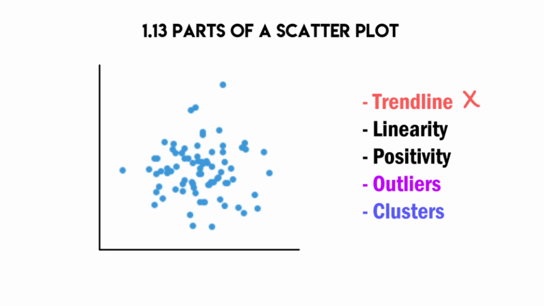Same thing with linearity. If we can't draw a line through it, if we can't make a trend line through it, it's not something that's linear. It's not moving in a straight line anywhere. It's just a big blob here.